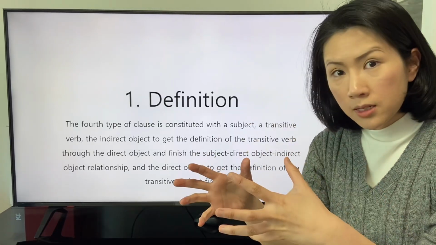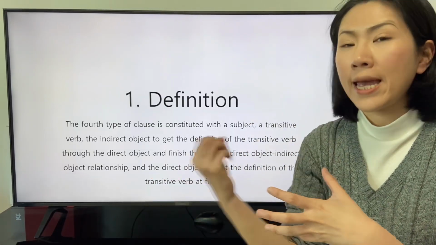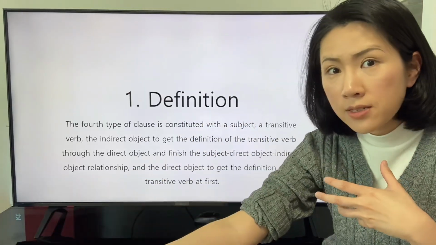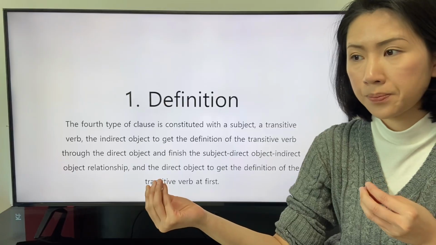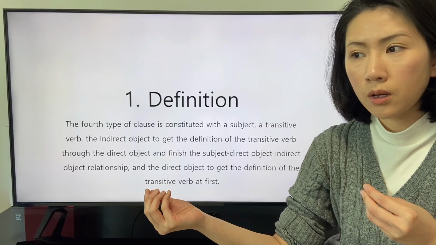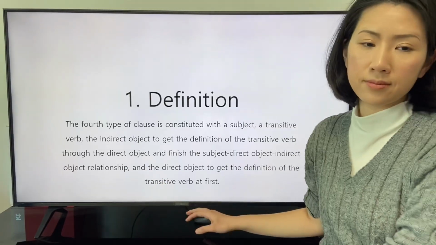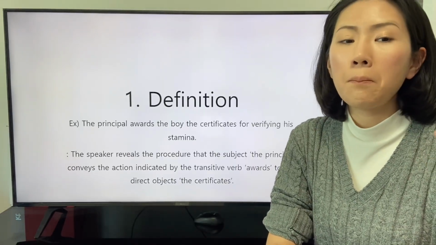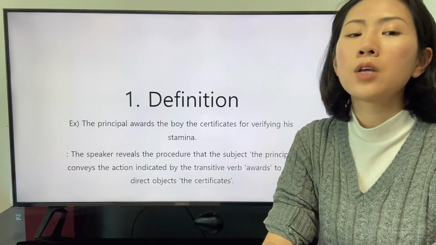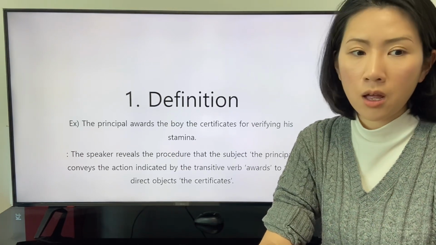the object gets the definition of the transitive verb at first or at last. There is a clause. The principal awards the boy the certificate for verifying his stamina.